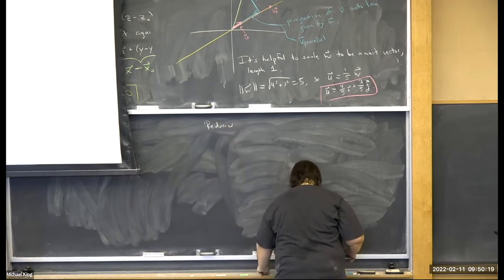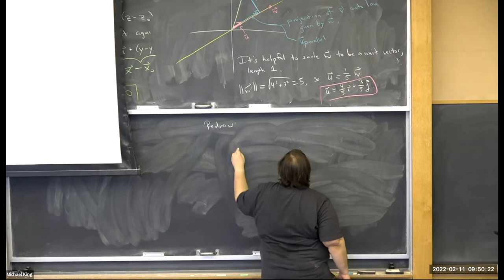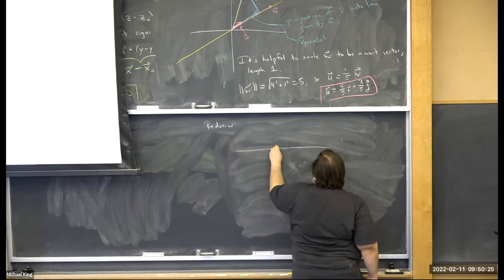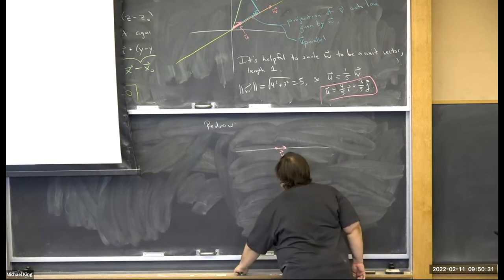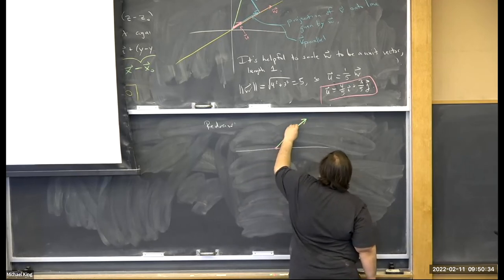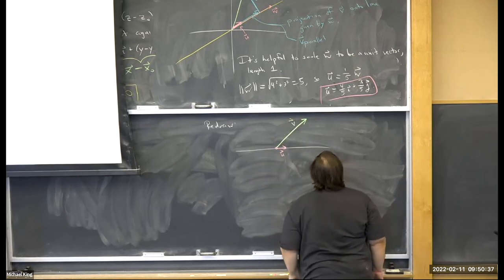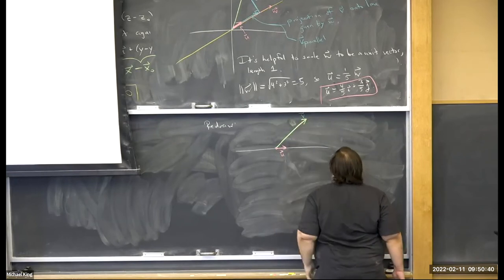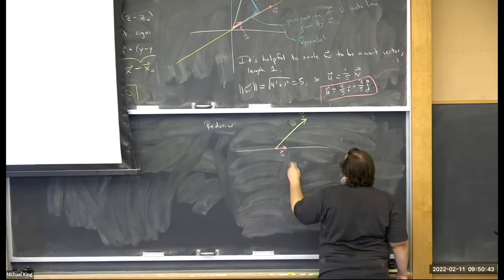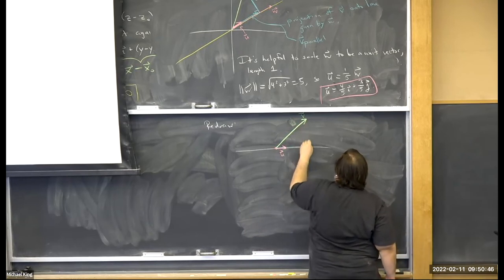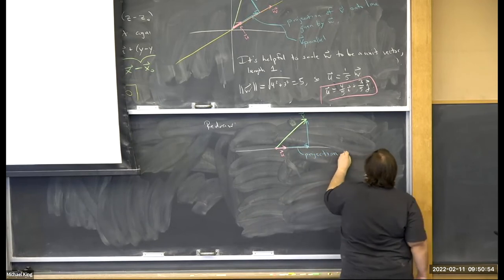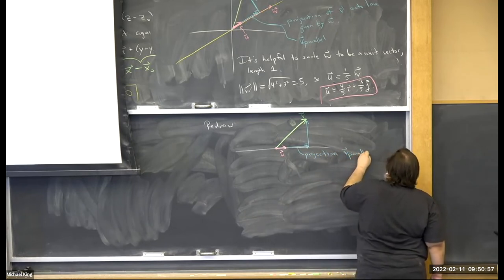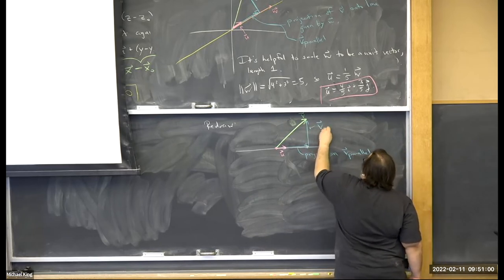So let's make a horizontal line. Let's make U length 1 right there. And let's make V like that. And then, like I said, we have the parallel, the projection, and then the perpendicular. So this is the projection, V parallel. And this is V perpendicular. Okay.